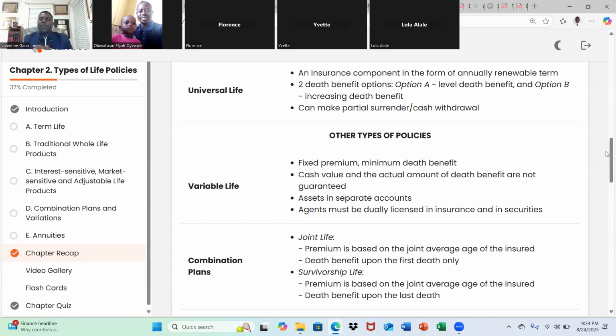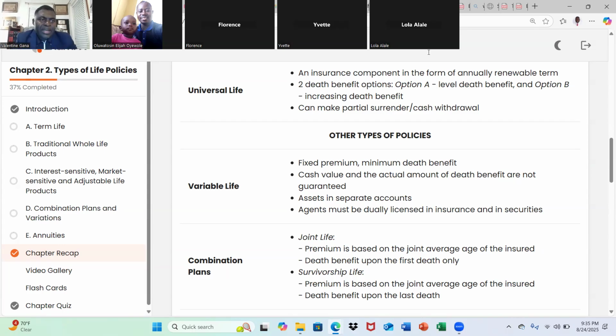So again, universal life policy. Remember, it has an annually renewable term policy. It's got two options, option A and option B. When they talk about option A, they are talking about what they call level. Remember, when you talk about universal life policies, option A, they are talking about level.